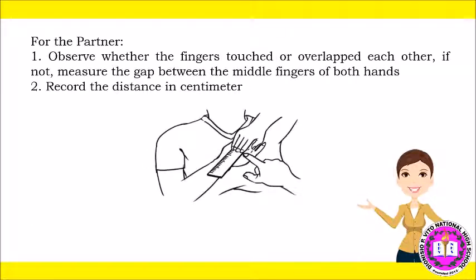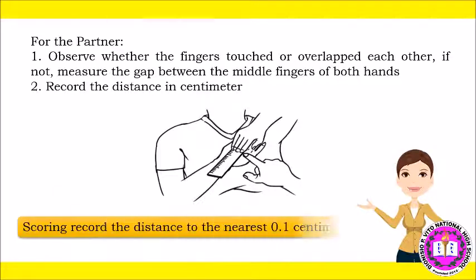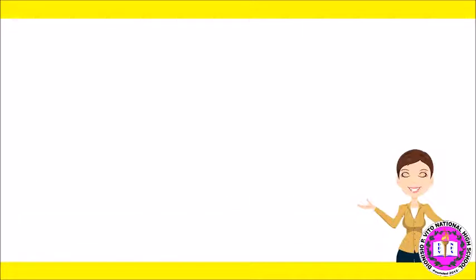For the partner, observe whether the fingers touch or overlap each other. If not, measure the gap between the middle fingers of both hands. Then record the distance in centimeters. Scoring: record the distance to the nearest 0.1 centimeters.